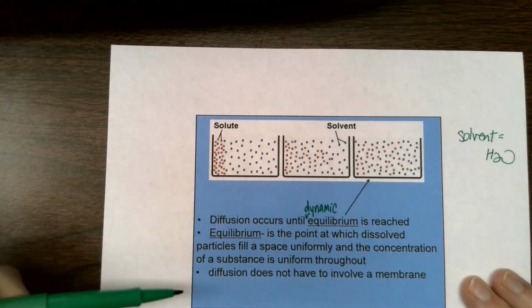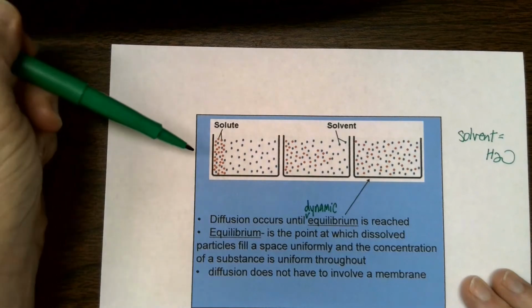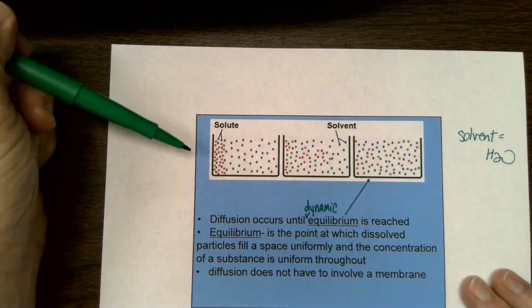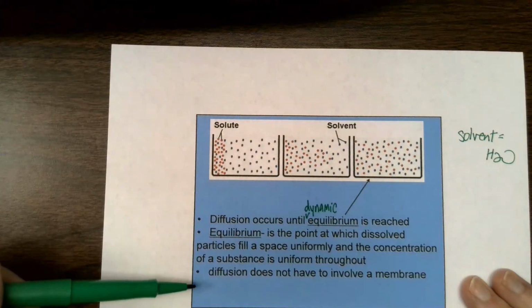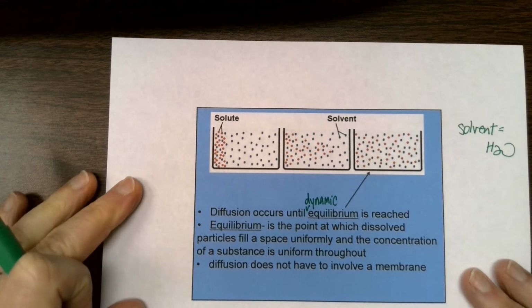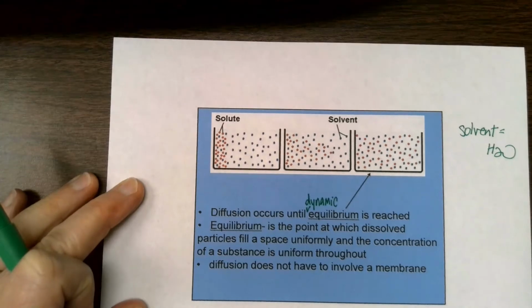Diffusion does not have to involve a membrane, but it can. And that's important to understand. I've given you the example of this happening in just a beaker of water, or in the room with a perfume, for example, or some sort of scent, but it can involve a membrane. That being said, we're going to get to the next type of movement, which has to involve a membrane.